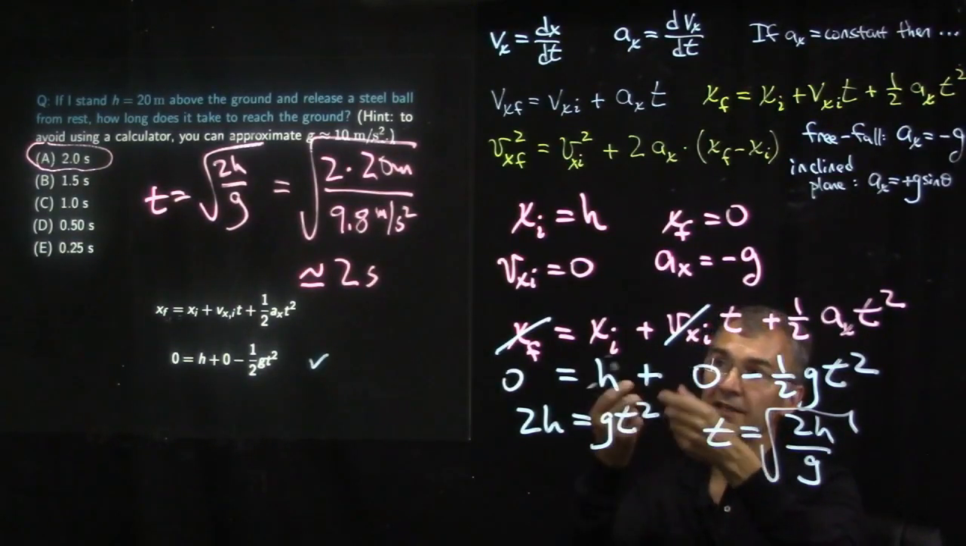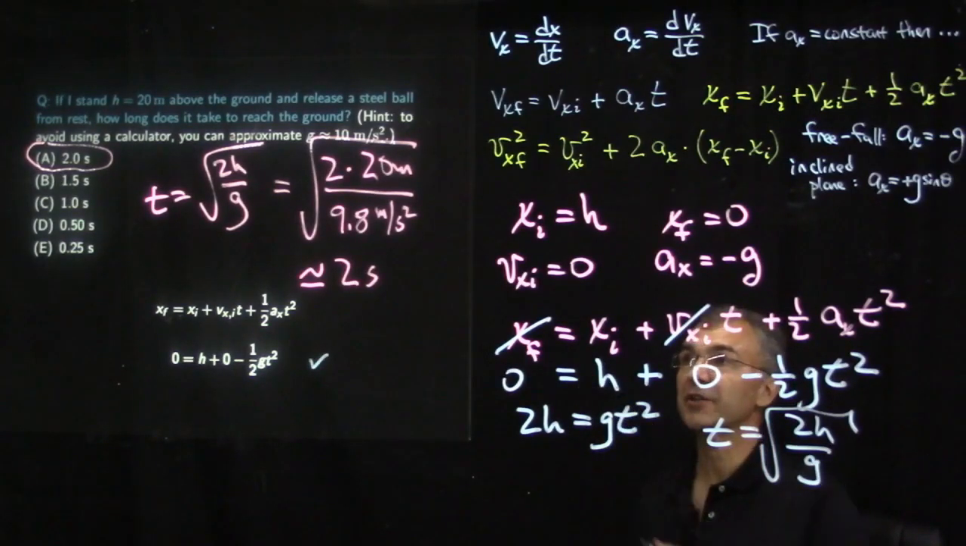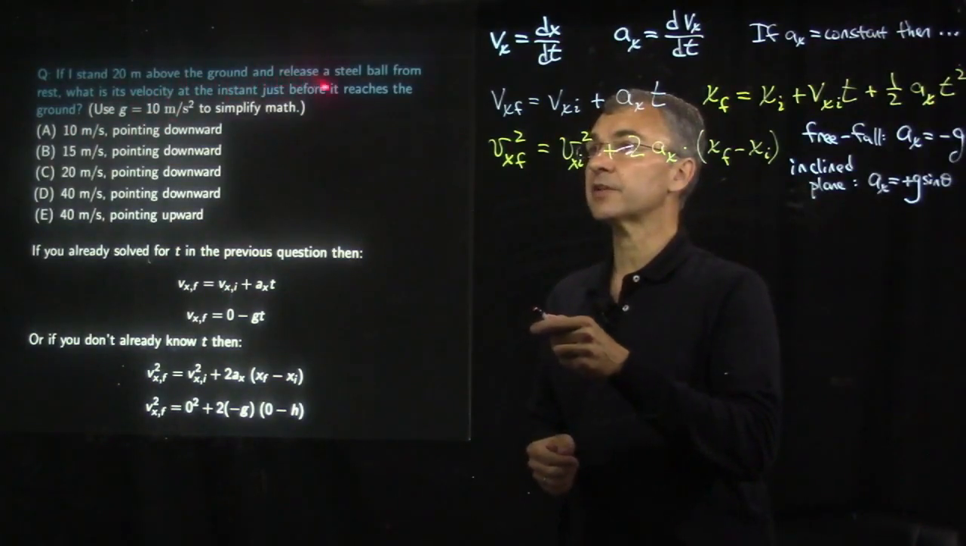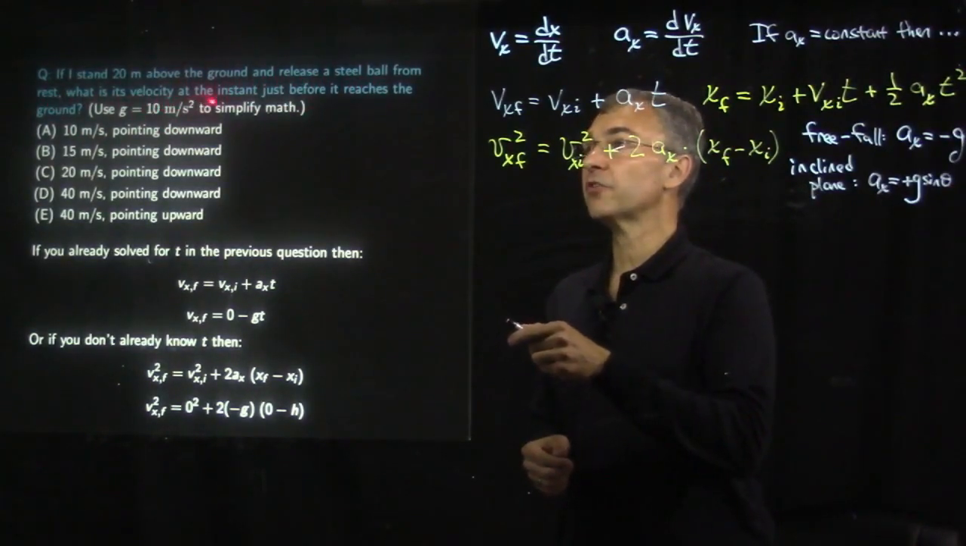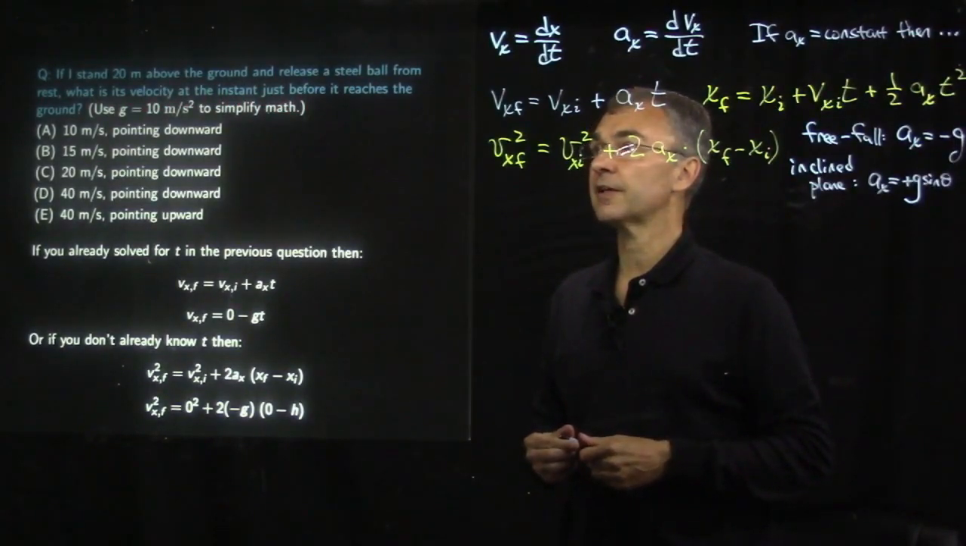You could do it more carefully by using 9.8 instead of 10. If you use 9.8, you'll get a number just slightly bigger than 2 seconds. Maybe you'll get like 2.01 seconds. So that was our first problem that we worked together using numbers. If I stand 20 meters above the ground and I release a steel ball from rest, what is its velocity the instant just before it reaches the ground?